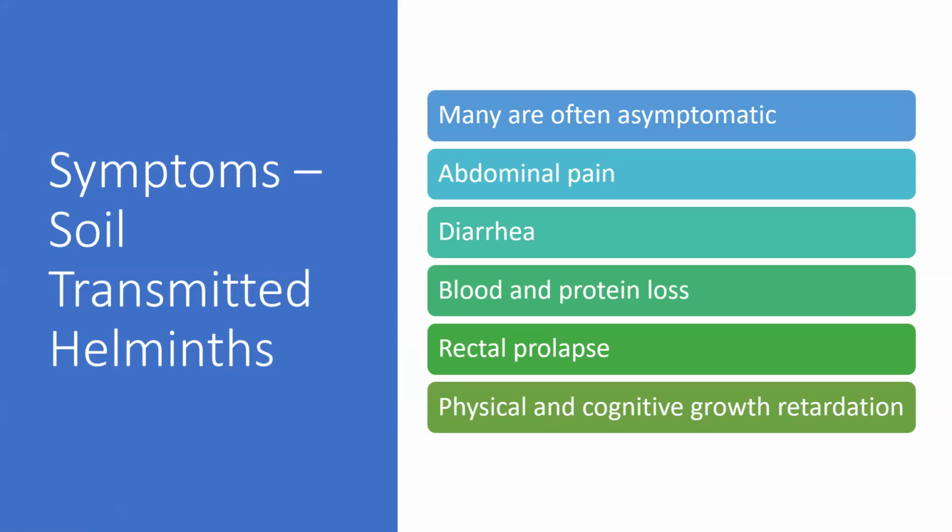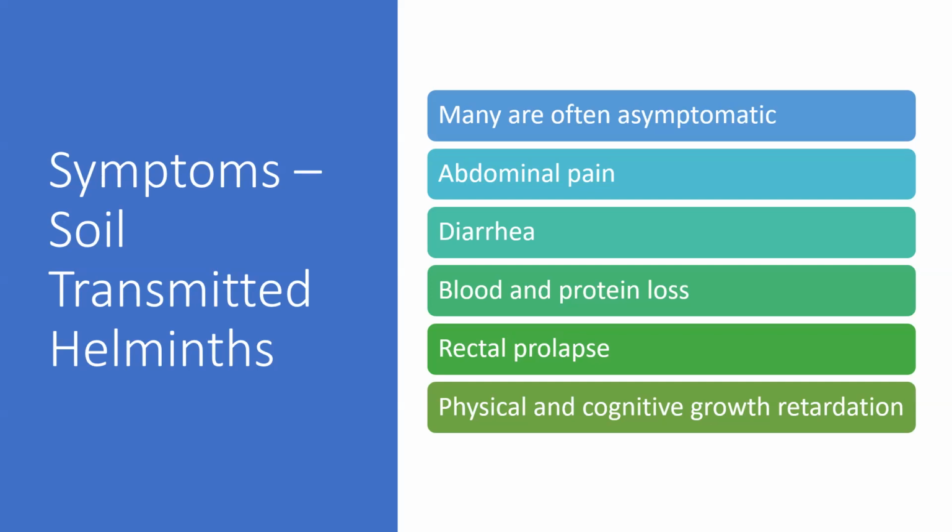So now, not all of these are soil transmitted, but symptoms of soil and meat transmitted helminths, I should say. Many of them are actually asymptomatic. You may not notice that you have any problems. When they do become symptomatic, they often result in things like abdominal pain, diarrhea. You can have severe things like rectal prolapse. In kids, you can have physical and cognitive growth delays.